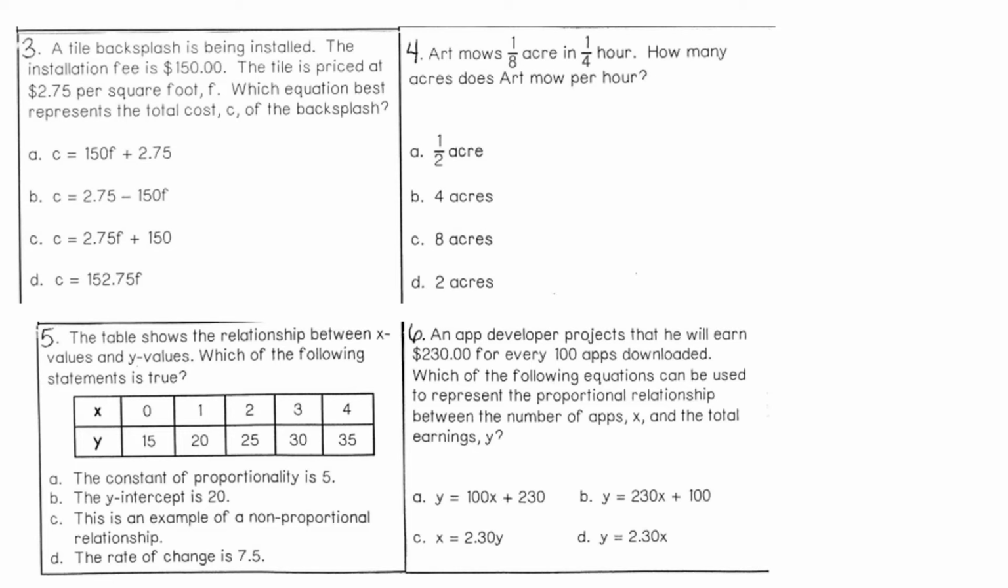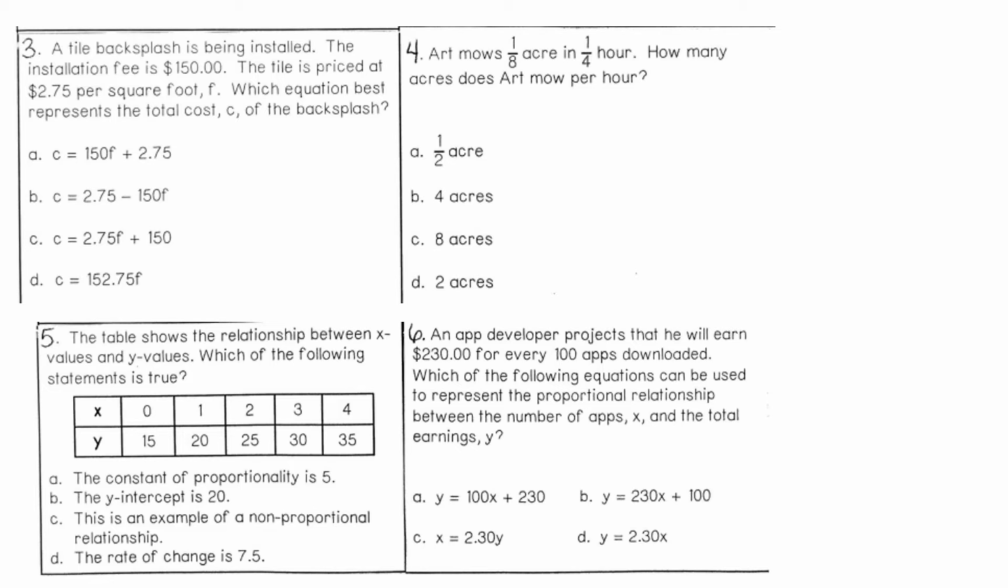Number 3, a tile backsplash is being installed. The installation fee is $150. The tile is priced at $2.75 per square foot. Which equation best represents the total cost, C, of the backsplash? Number 4, Art mows 1/8 acre in 1/4 hour. How many acres does Art mow per hour?